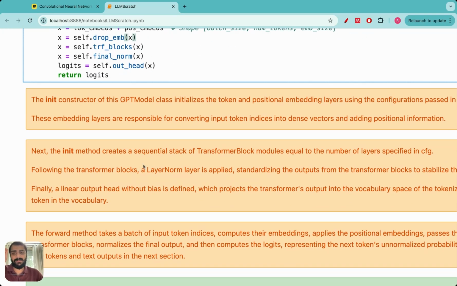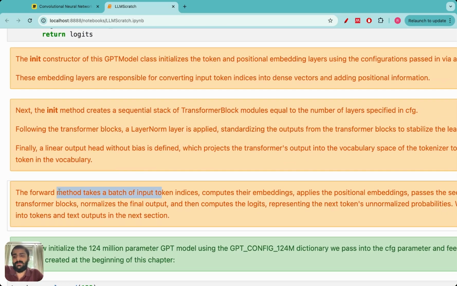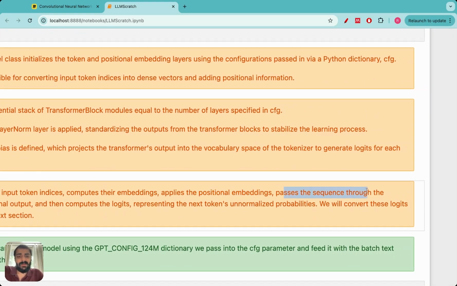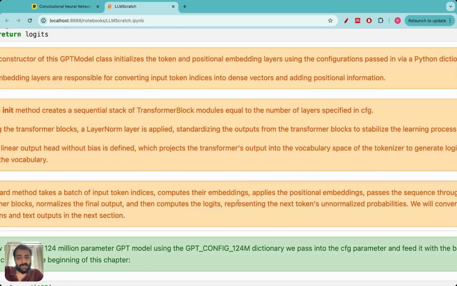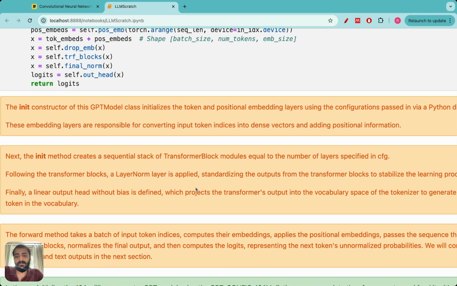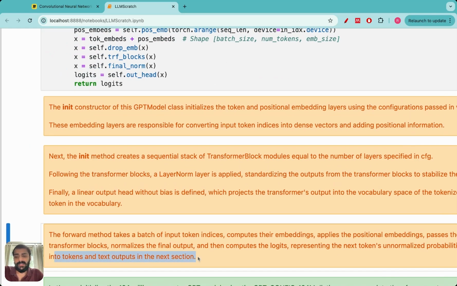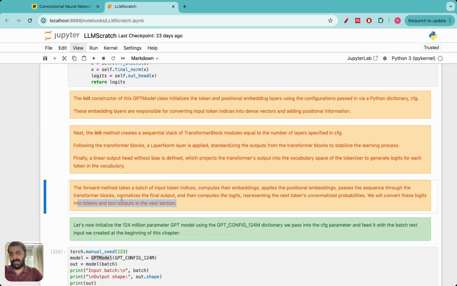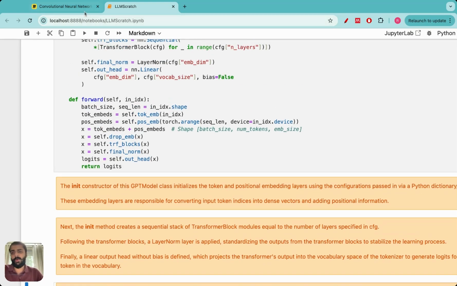In the code I have written the description of what is happening in every layer. For example, here you will see that the forward method takes a batch of input tokens, computes their embeddings, applies the positional embeddings, passes the sequence through the transformer blocks, normalizes the final output, and then computes the logits representing the next token's unnormalized probabilities. We will convert these logits into tokens and text outputs in the next class. But when you access this code file, I have also written a number of such comments and paragraphs which you can read and try to understand the code for yourself.